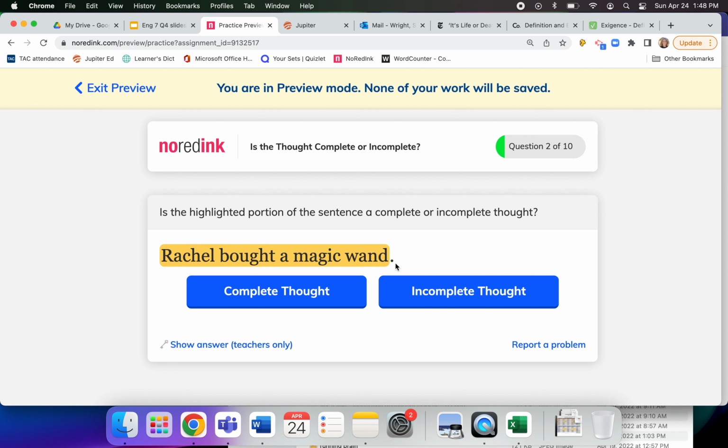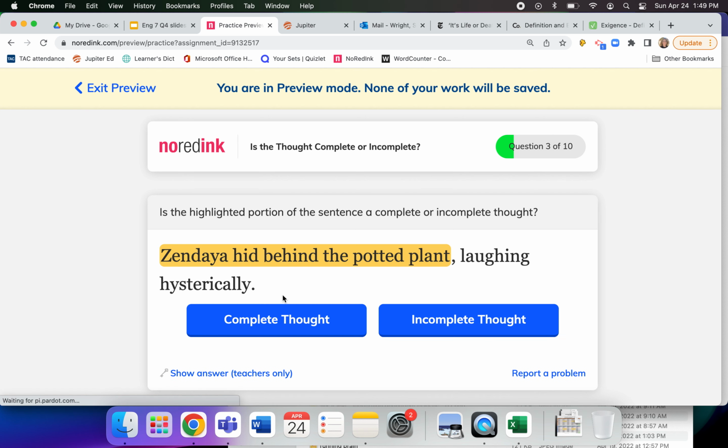Rachel bought a magic wand. That's a complete thought. It functions on its own. Rachel's the subject. What's the action? What's the verb? Bought. What did Rachel buy? A magic wand. There we go. So then this is the object of the sentence with a little adjectival information saying what kind of wand? A magic wand. That's a complete thought.